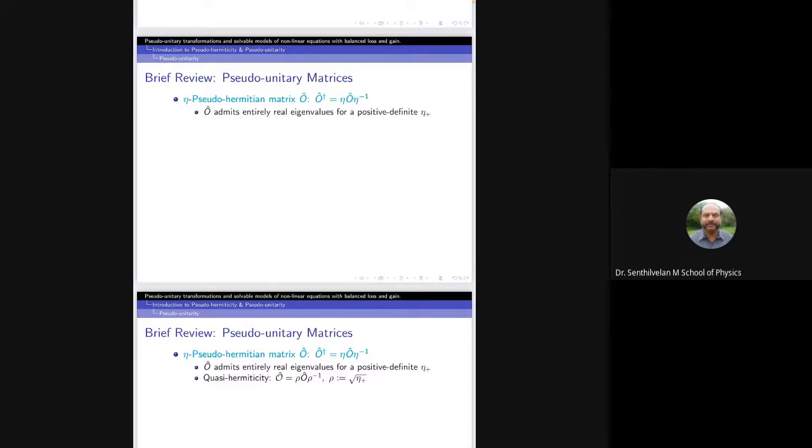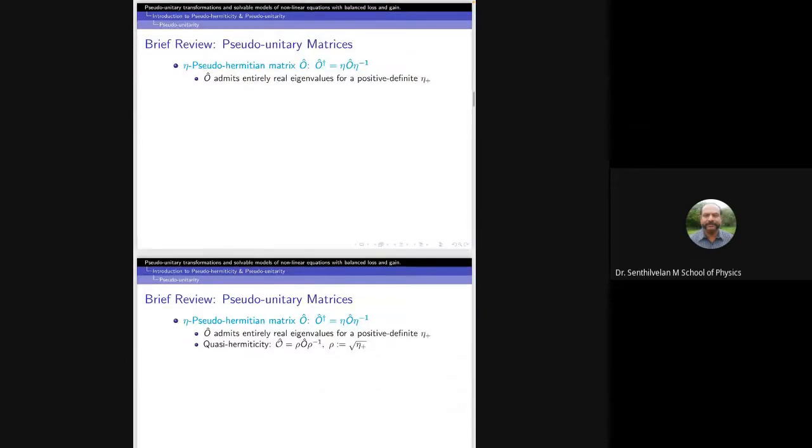I am not going into detail; see Ali Mostafazadeh's papers and review articles and all these things. Then one can show that O has an entirely real spectrum. The condition is that the similarity operator, or the metric operator eta, has to be positive definite. Then the eigenvalues of O are entirely real. Entirely real means not a single eigenvalue is complex. Okay, but there may be etas which are not positive definite, for which we don't get entirely real eigenvalues.